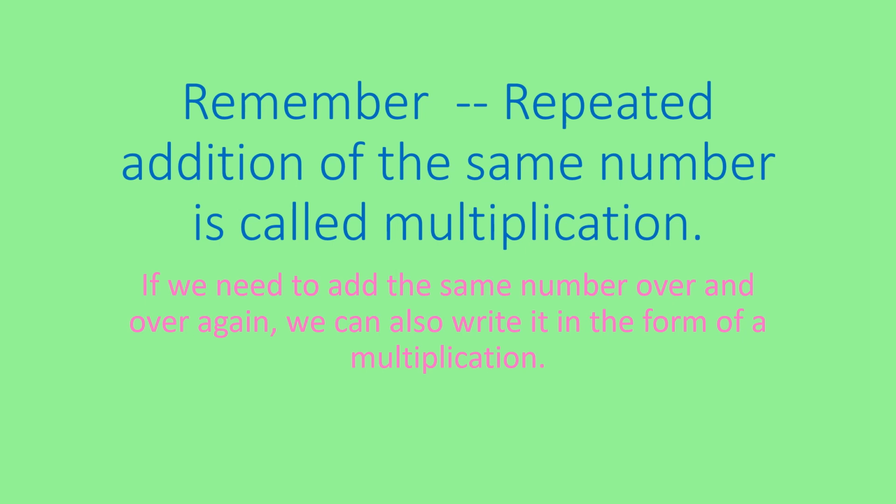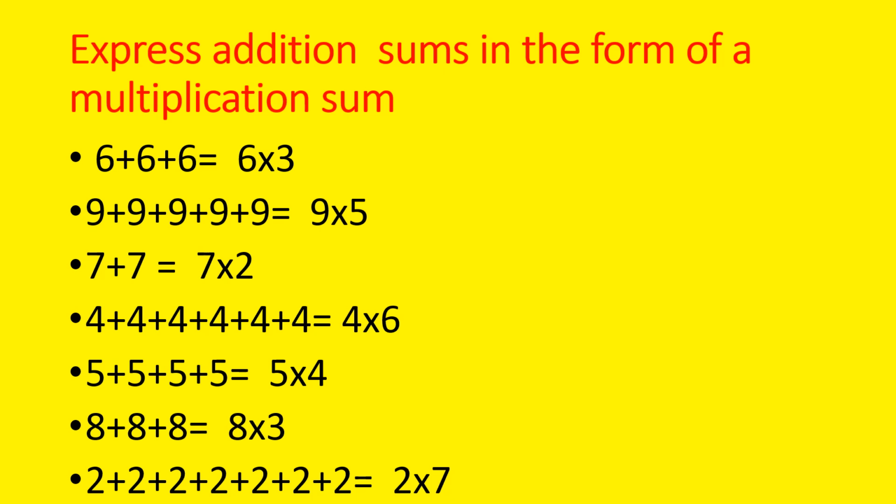Let us see a few examples where addition is written in the form of multiplication. See the first example here. 6 plus 6 plus 6. That is 6 3 times. 6 3s are. How many 6s? 1, 2, 3. So 6 3 times. Now see the 9s. 1 9, 2 9s, 3 9s, 4 9s, 5 9s. 9 5s are. 7 plus 7. How many 7s? 7 2 times.